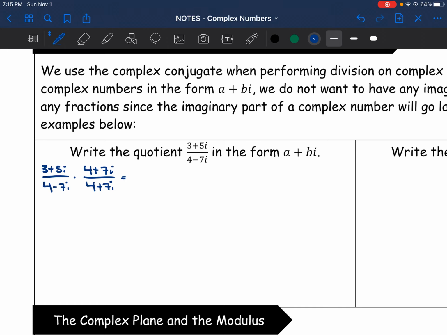Now, let's go through and multiply. So we're going to multiply the numerator times the numerator. I'm going to just use FOIL. So first times first, that's going to be 12. Outside times outside, 3 times 7i, that's going to be 21i. The insides, 5i times 4, that's 20i. And then the last terms, 5i times 7i, that's 35i to the second power.